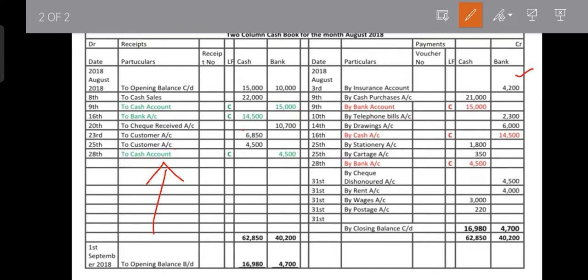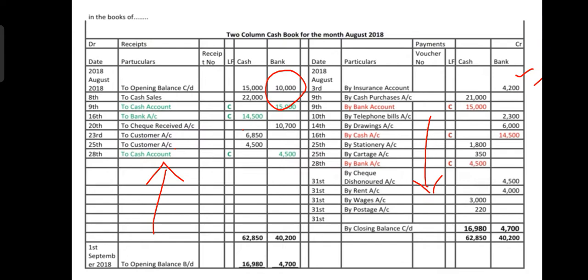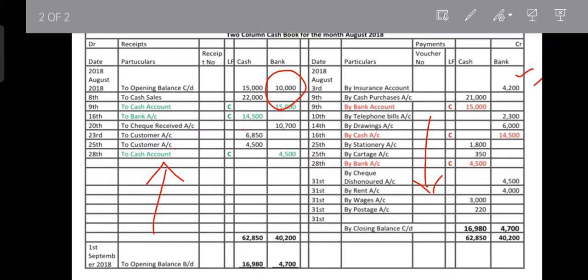Any transaction which you are going to record under the payment side means the balance is going to reduce. So we had a bank balance of rupees 10,000 in the beginning. Now we are making the payment of 4,200, so the balance is to be reduced. That's why we record the same under the payment side. So this is in connection with recording these expenses.